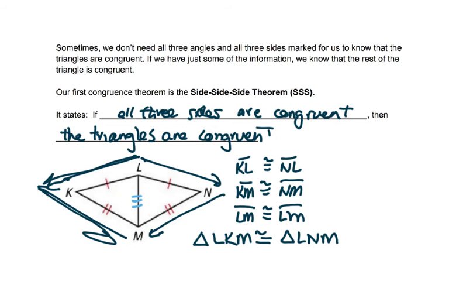The parts of the triangles match up. And that's all there is to it. If all 3 sides are either marked or they have a way that we know they're congruent, like they're the same side, same as itself, we have congruence. We know there's congruence.